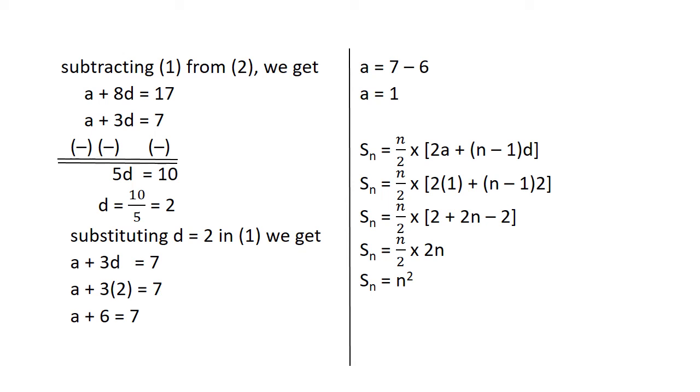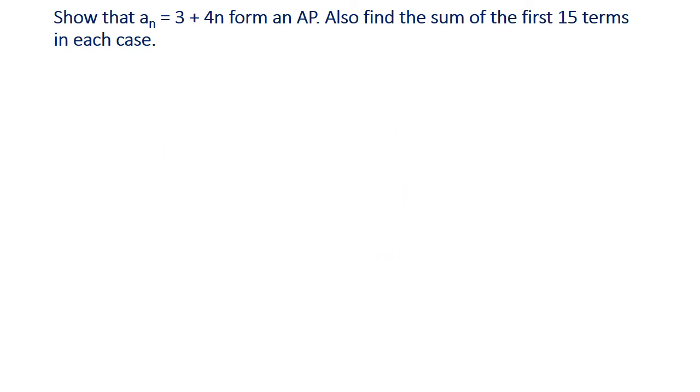All right, let's go to the next sum. In this one, they have given it a little differently. Show that there are 2 parts of the sum. First part: show that an = 3 + 4n, this is an equation for an, forms an AP. Also find the sum of first 15 terms in this case.